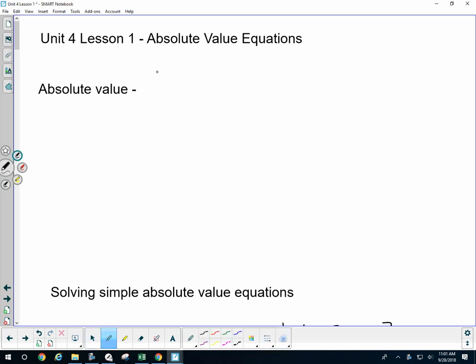I love how people, I heard it from a couple people talk about distance. And it's the distance a value is from 0, where distance is always positive.